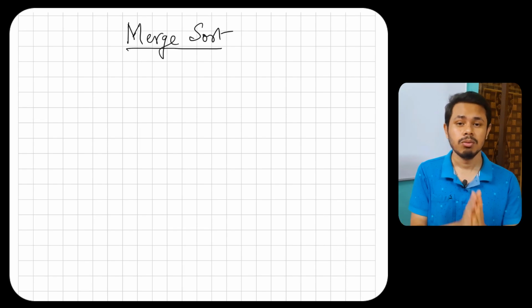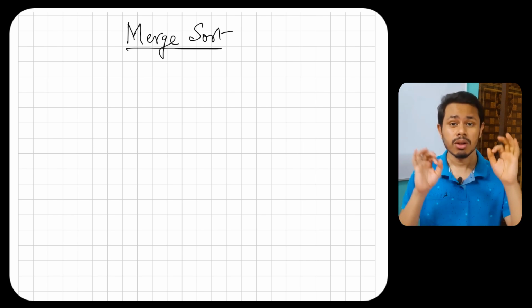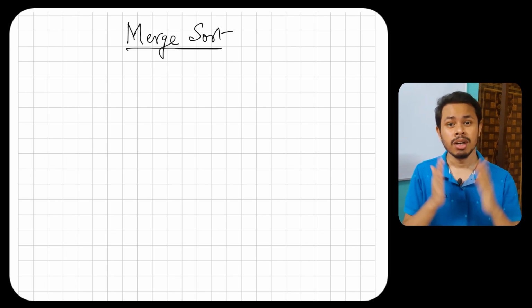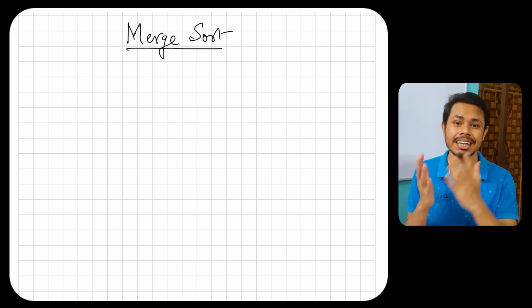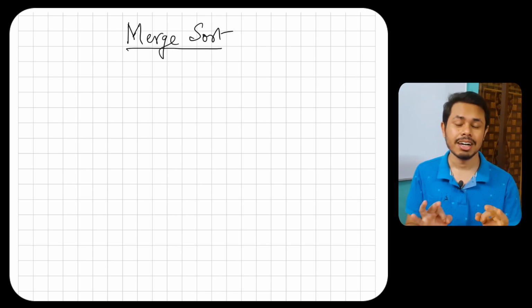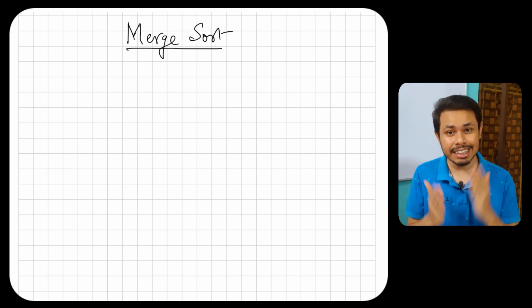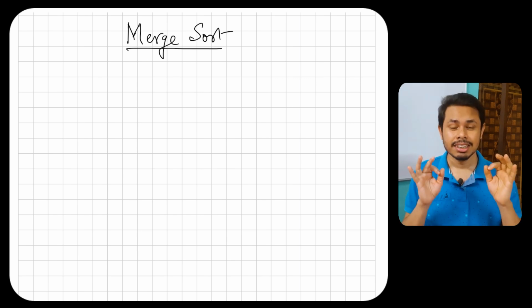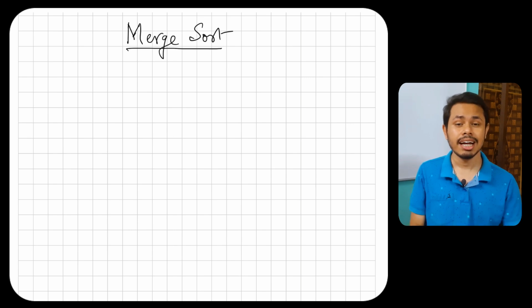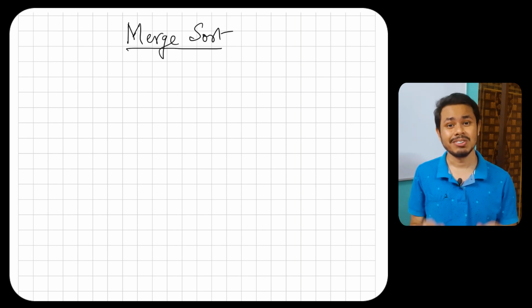So in this video, we'll be talking about merge sort, which is one of the most important sorting algorithms and is mostly asked in interviews. If you go to any company's interview, you'll definitely be expecting a question from merge sort, because this is such an important algorithm. It is not super easy to understand, and not super difficult either.